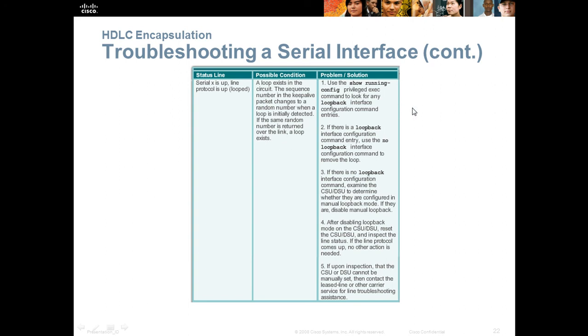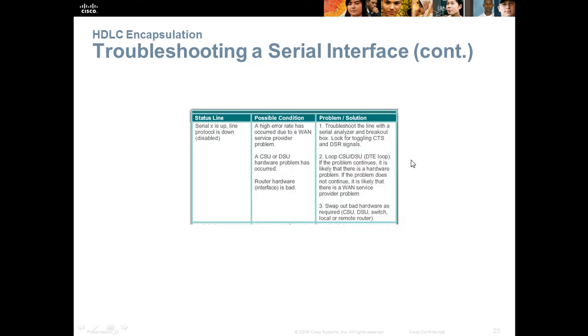So the possible solution: we can use the command show running-config in privileged EXEC mode to look for any loopback interface configuration command entries. If there is a loopback interface configuration command entry, we can use the no loopback interface configuration command to remove the loop. Similarly, we can apply different types of troubleshooting, depending on the scenario and the error.